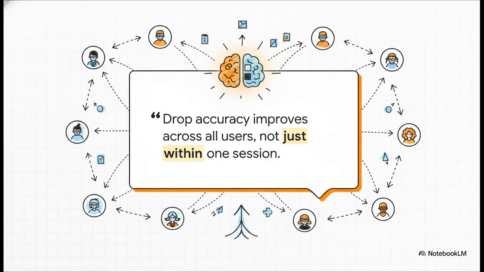And here is the absolute bottom line. Drop accuracy improves across all users, not just within one session. Think about that network effect. The system literally gets smarter, more efficient, and more precise the more it's used by everybody. Your AI's memory is actively crowdsourcing what actually matters.